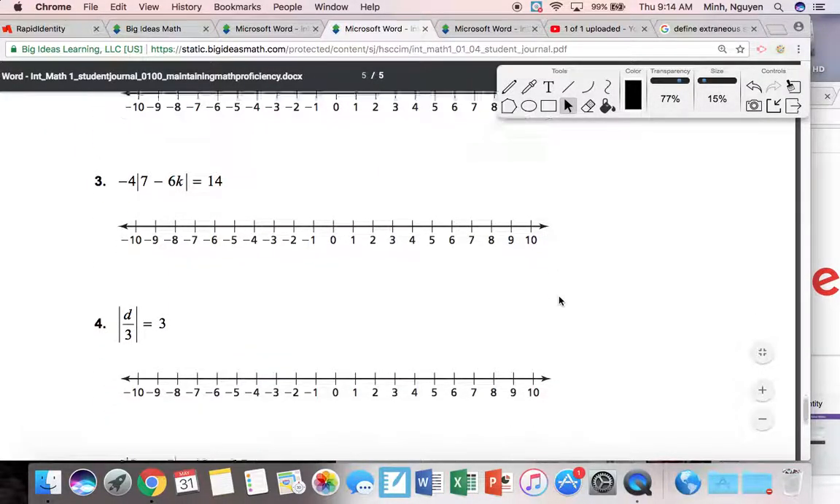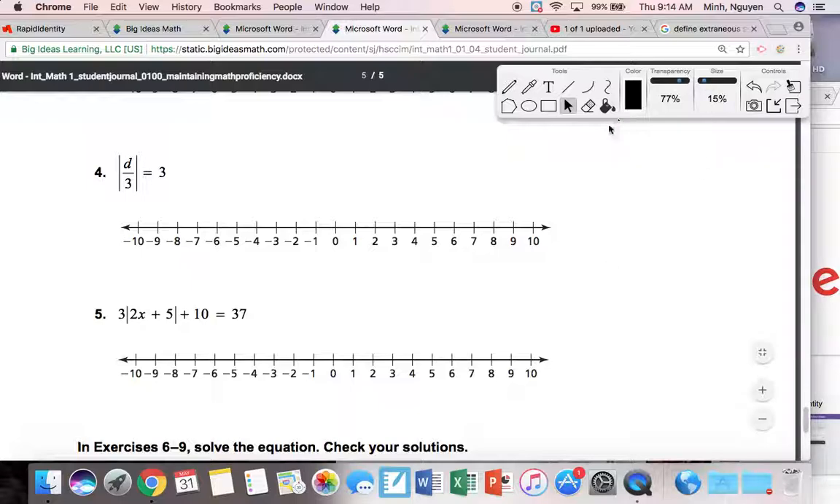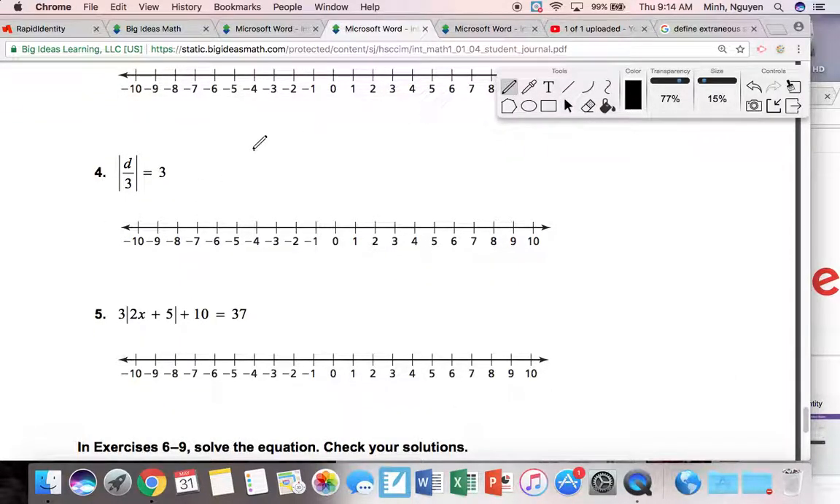All right, moving on. Number 4. We got d over 3, and this is a positive, so it does work out. It's greater than 0, rather. Equal to or greater than 0. So we got d over 3 equals positive 3, and d over 3 equals negative 3.